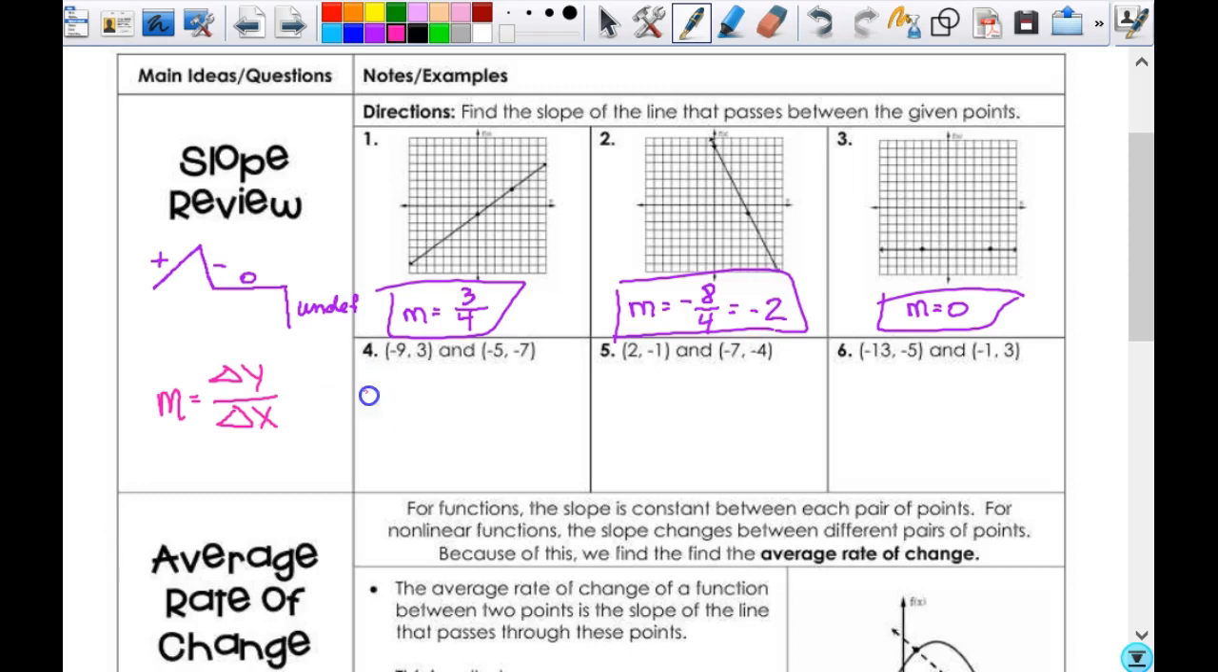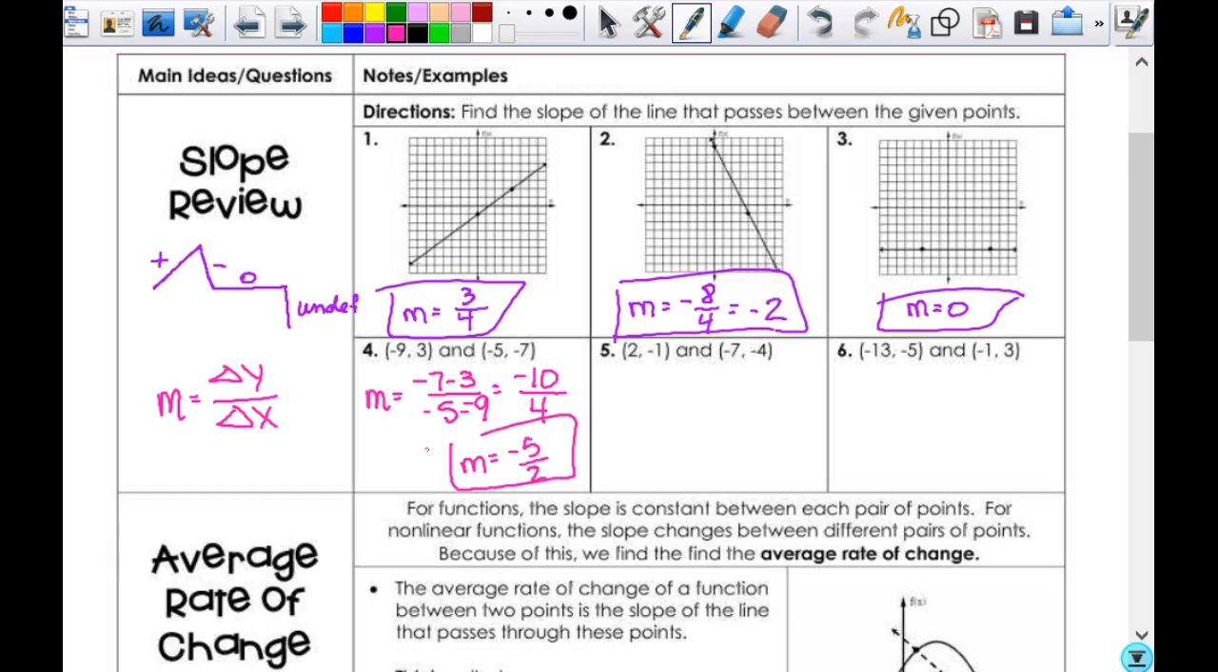So when I go to do this, slope is, I'm going to change my change in y. So -7 minus 3 over -5 minus a -9. What's -7 minus 3? -10. And then -5 minus a -9? 4, +4, right? Which means that my slope is -5 over 2. Do I make that into a decimal? No, never. Okay.